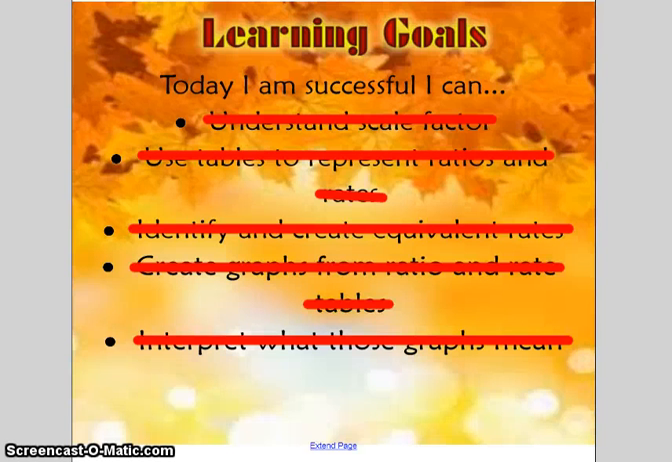So now you're going to take the rest of the class time and you're going to finish as much as you can for the rest of the activity tables. If you have any questions, just raise your hand and I will come over.